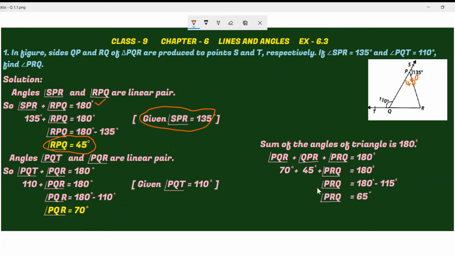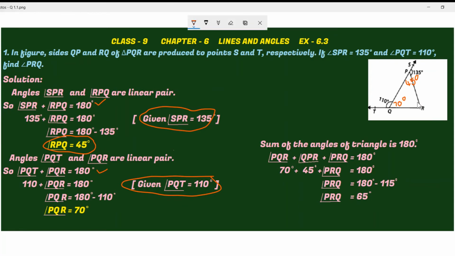Next I am going to find out the angle PQR by using the linear pair property. The linear pair is PQT plus PQR, which is equal to 180 degrees. We know PQT is 110 degrees, that is given in the question. So 110 plus angle PQR is equal to 180 degrees. From this equation I have found angle PQR is equal to 70 degrees by subtracting these two angles. So now angle PQR is 70 degrees.